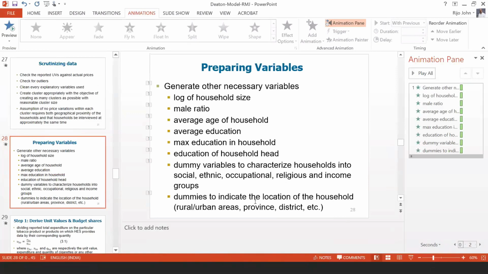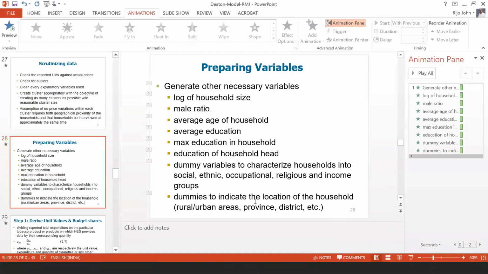Preparing variables: we need to generate the necessary variables. Of course, by now you know what the variables are that are required. Typically, we need the budget share variable. We need the variable on unit values. So we need to create those.